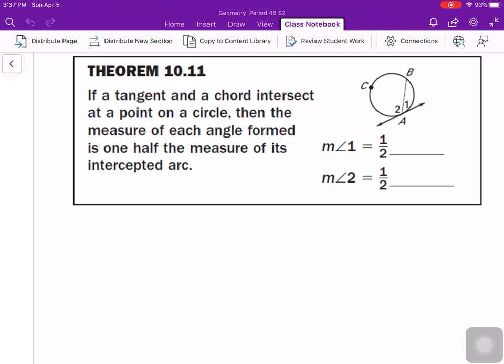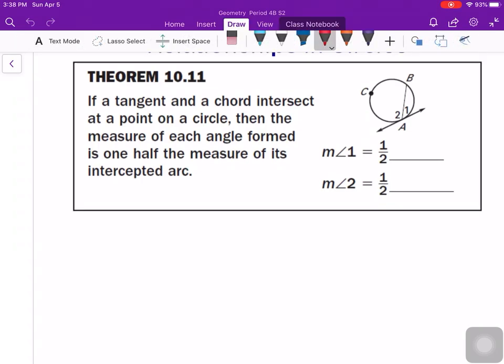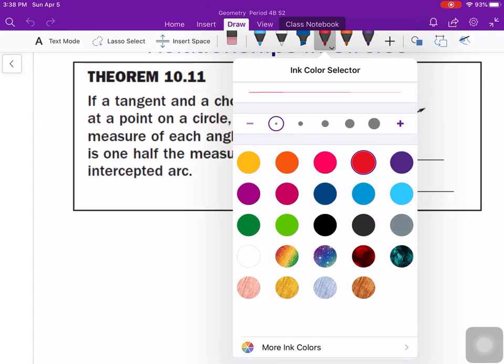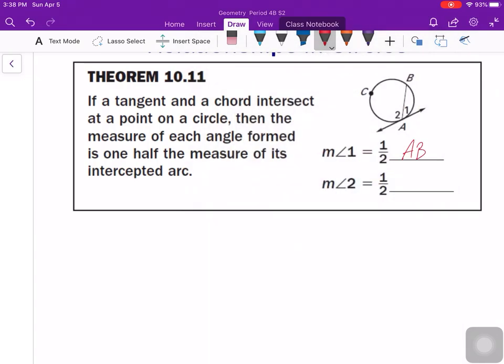So similar to the one that we did on, well, it was the last lesson, I guess. If the angle is on the circle, it's half the measure of the arc. So the measure of angle 1 would be half of the measure of arc AB. And then the measure of angle 2 would be half the measure, and this time we have to use 3 letters because that's bigger than half the circle, so arc ACB.